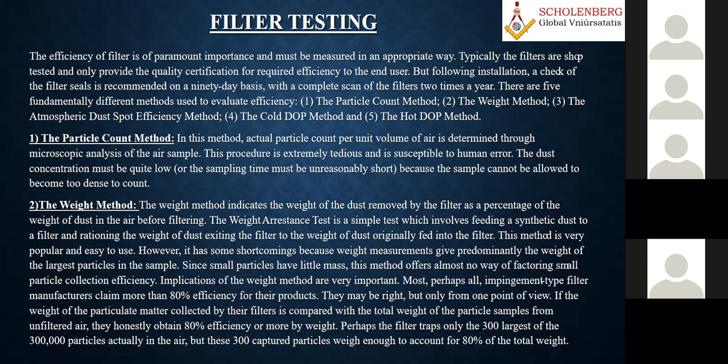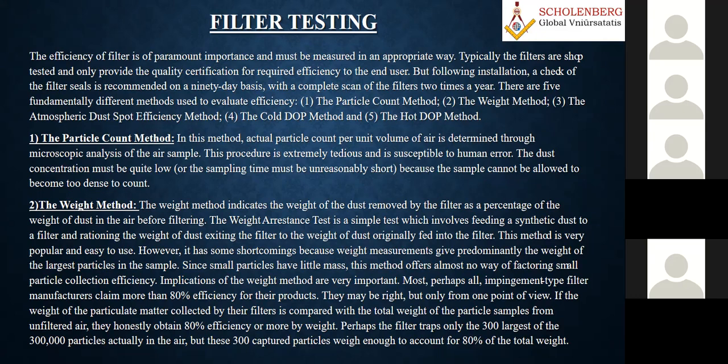So this method is also very popular and easy to use. However, it has some shortcomings, because weight measurement is predominantly the weight of the largest particles in the sample. Since small particles have little mass, this method offers almost no way of factoring in small particle collection efficiency. How? Because, for example, if I want to measure the weight of 0.5 micron particles, the weighing mechanism is also very difficult.